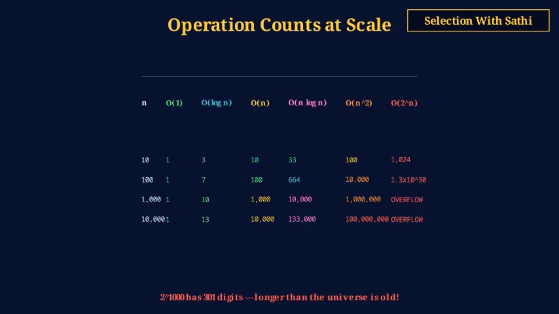For n equals 10,000, O of n squared is 100 million, which takes a few seconds. O of n log n? Only 133,000. This table is why algorithm choice matters. The difference between polynomial and exponential is the difference between feasible and impossible.